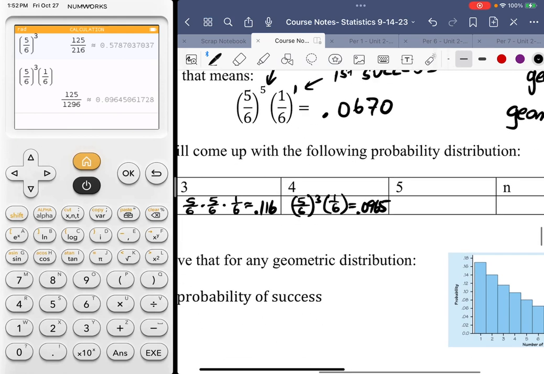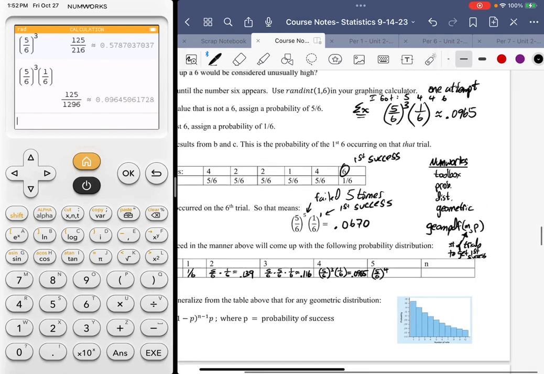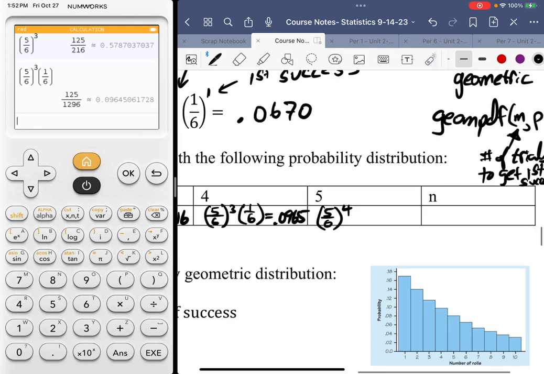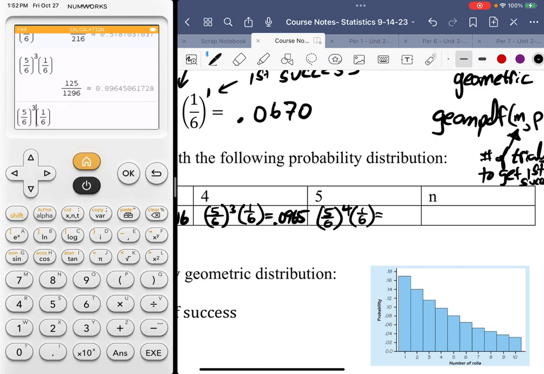We already figured out the fifth trial. So that would be, again, 5 over 6 to the 4th. Did we figure out the fifth? No, the sixth trial. So this one will still do. Same thing, just replacing the power of 3 with the power of 4. You get about 0.0804.